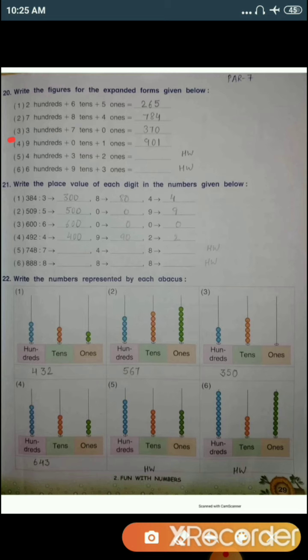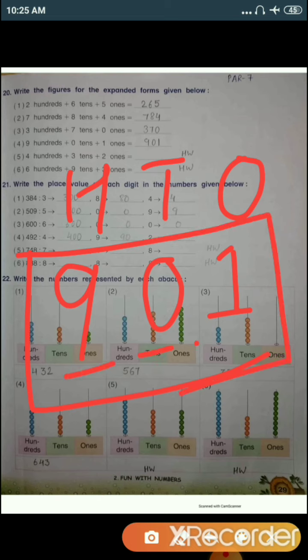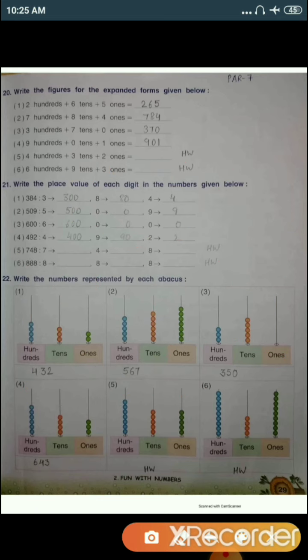Now question number 4. 9 hundreds, 0 tens, 1 ones. So hundreds, tens and ones. Now 900. So I will write here 9. 0 tens. So I will write here 0. And 1 on ones position. So our answer is 901. That means 901. So with this method you need to solve question number 5 and question number 6 by yourself.